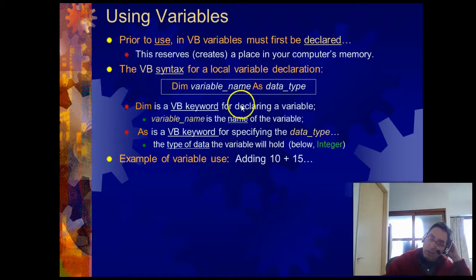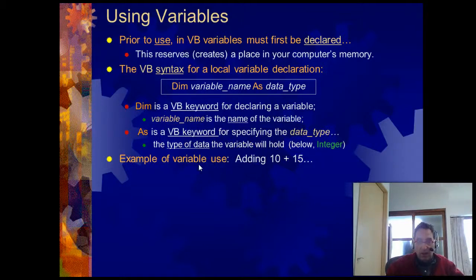So the VB syntax, the way that we declare a variable, is like this. This is the so-called syntax. So we use the word dim, then we give the variable name, and we use the word as, and then we give the variable type, the data type. So dim is a VB keyword. Remember we talked about keywords, or I also called them reserved words, for declaring a variable. Variable name is the name of the variable, so x might be the name of the variable. As is also a VB keyword or reserved word for specifying the data type. So we do as, and then we have the data type, and it's going to be integer.